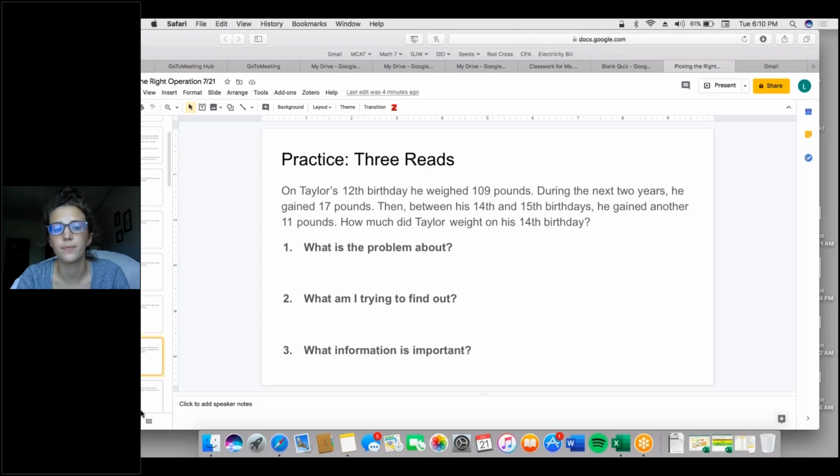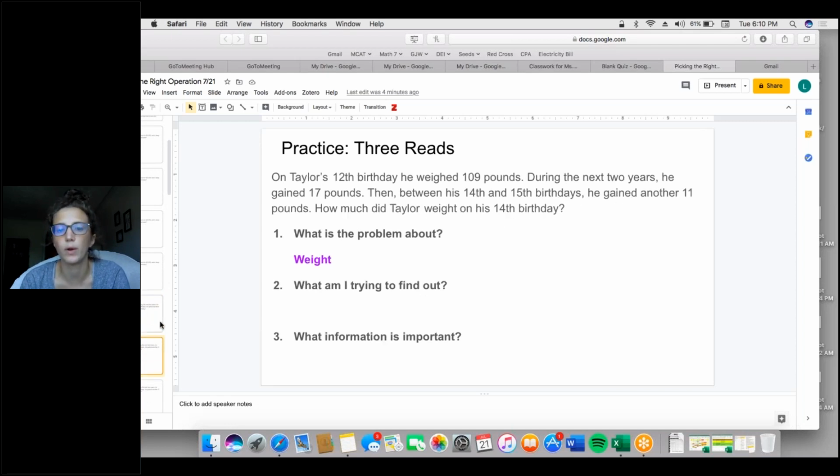So I just wrote it one time, and all I look for that time is I want to know what in general did I read? What's it about? Well, I think that it's about weight. There was weight change in the problem. So that's all I'm going to write. This time when I read, I'm looking for what I want to find out, what my final answer looks like.